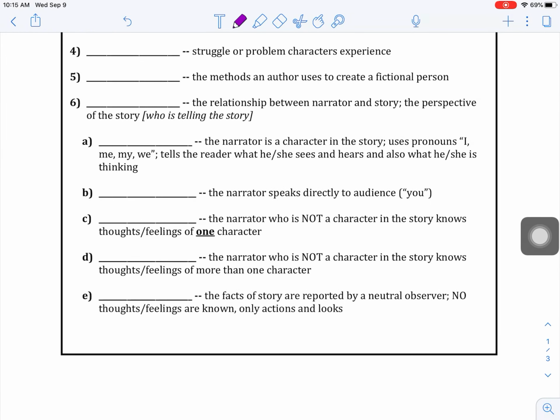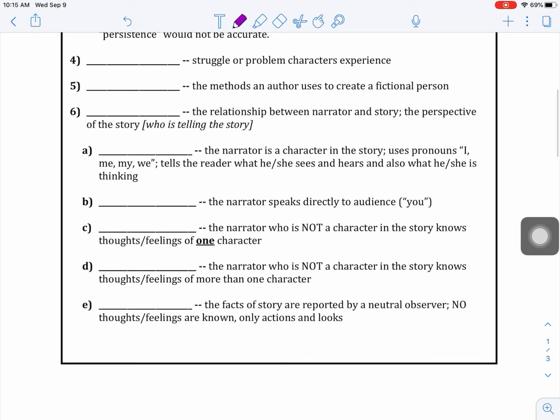Number 4, what we will work on this year are all of those conflicts that are a part of our stories. And we're going to break down to the different types of conflicts as well. Number 5, the methods an author uses to create a fictional person is simply characterization.